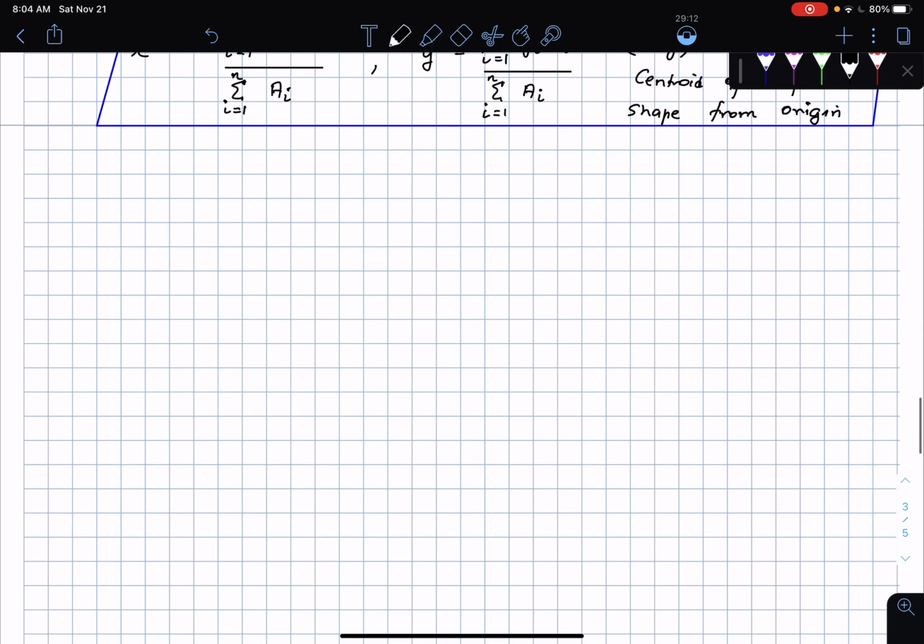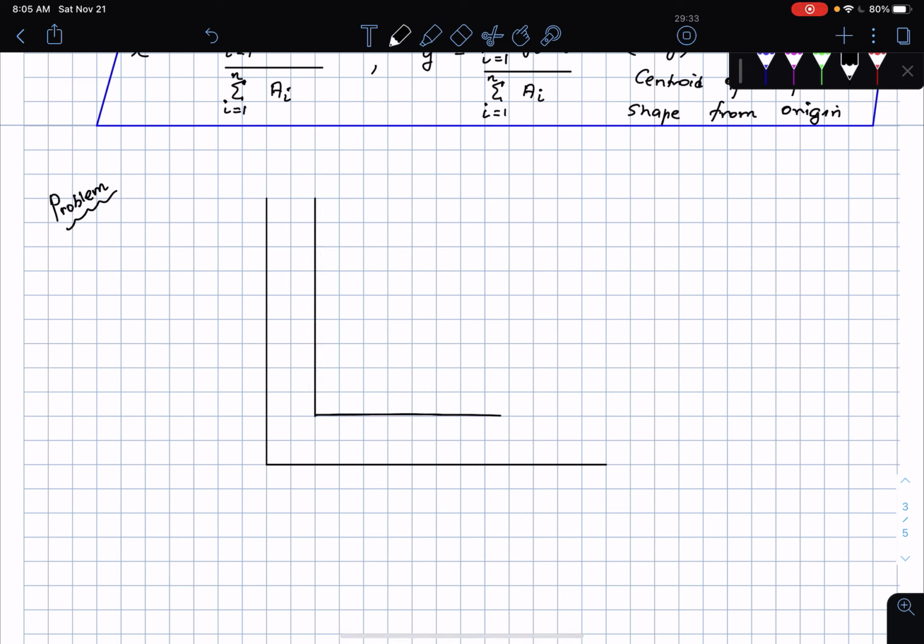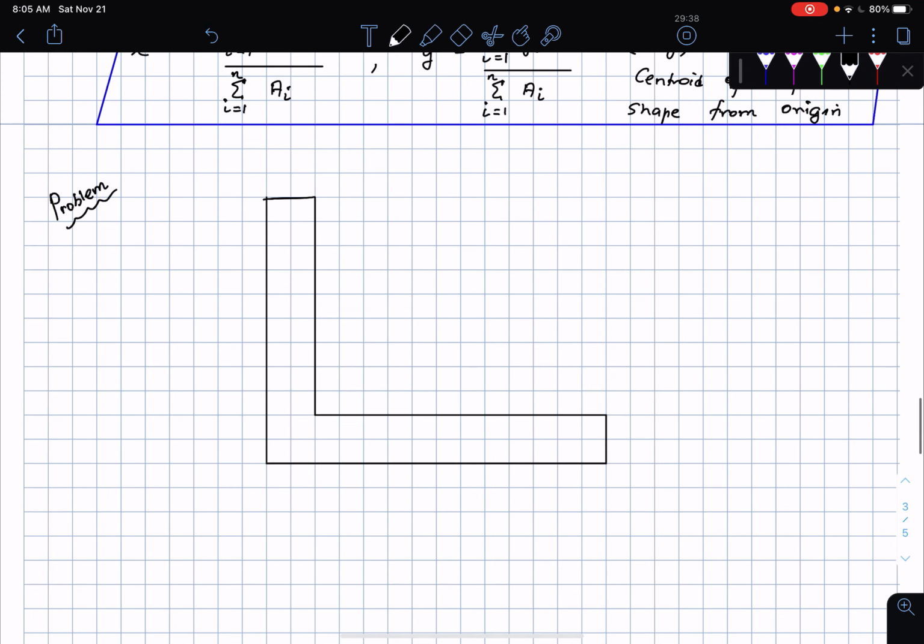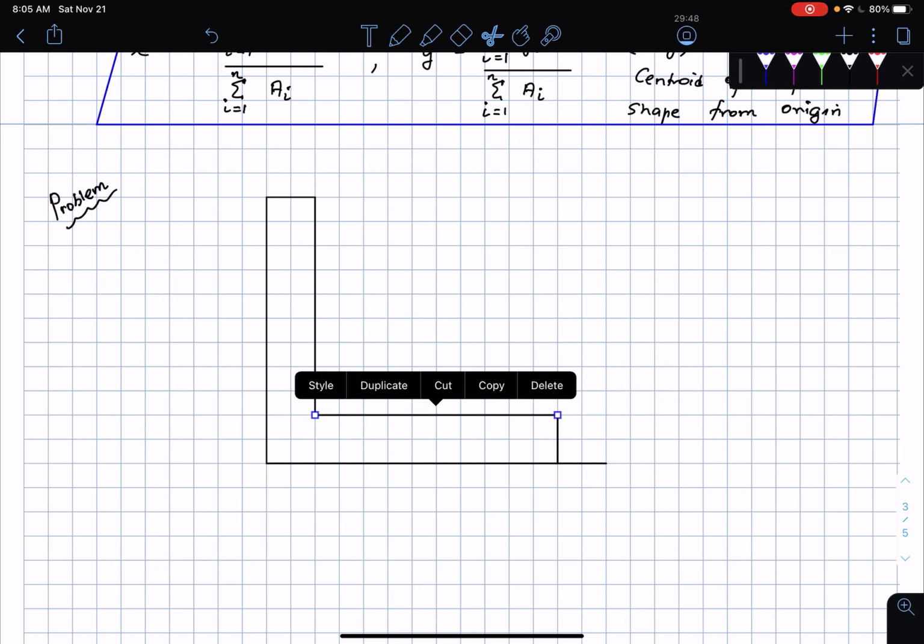All right, so here is an example problem. In this problem, I have an L shape, and I'm going to locate the centroid of this L shape. So here is the L shape, as I'm going to be drawing here. In this L shape, here are the dimensions, and of course I want to make sure that these dimensions are the same on both sides, so I just want to reduce the length of this guy.